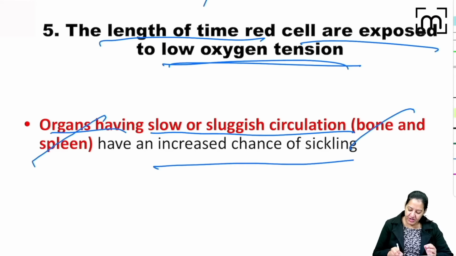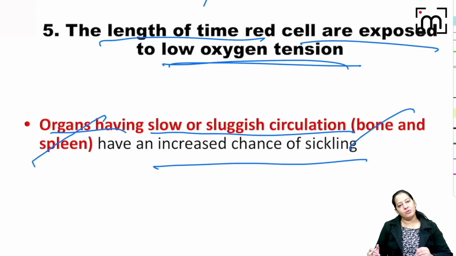So there is a high chance of sickling in these organs. The faster the blood flow, the less the sickling. The slower or more sluggish the blood flow, the more the sickling. That is the point. That is the end result. You got it? So moving ahead, let me teach you the clinical features of sickle cell anemia.